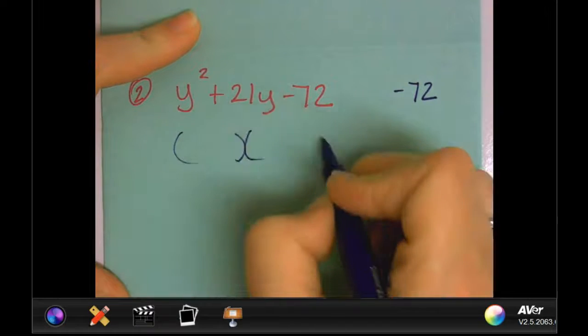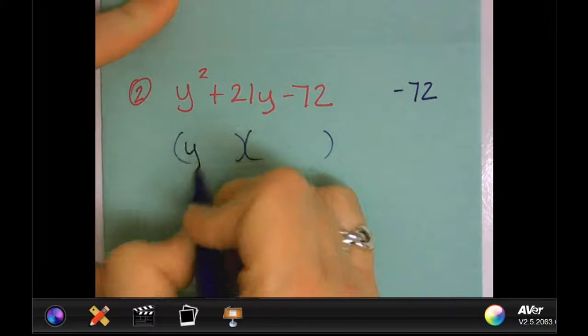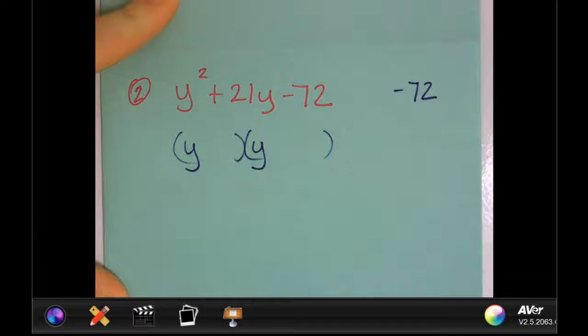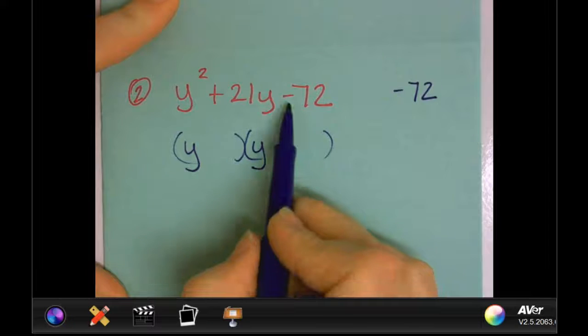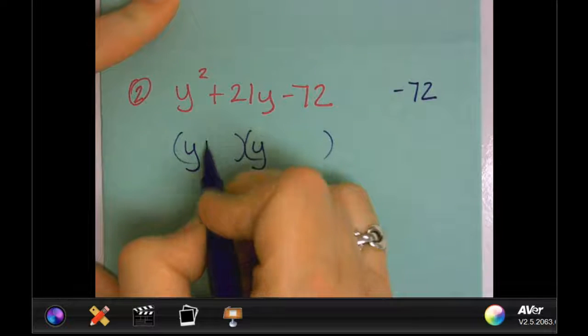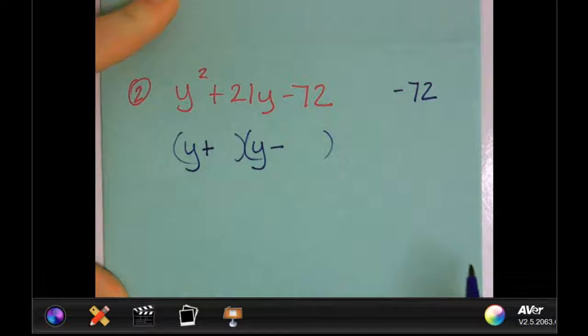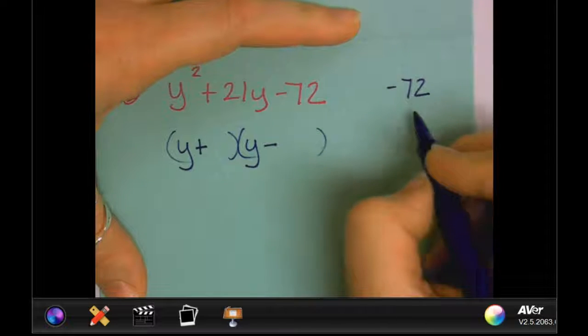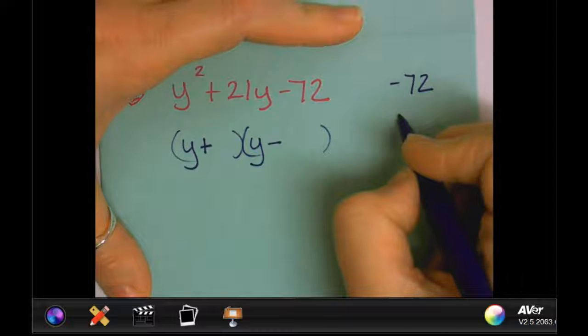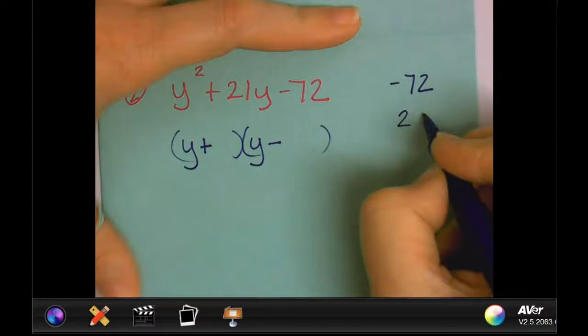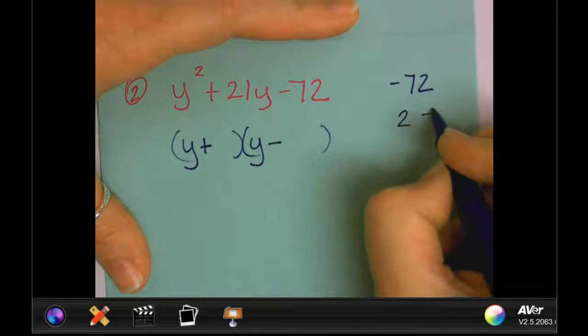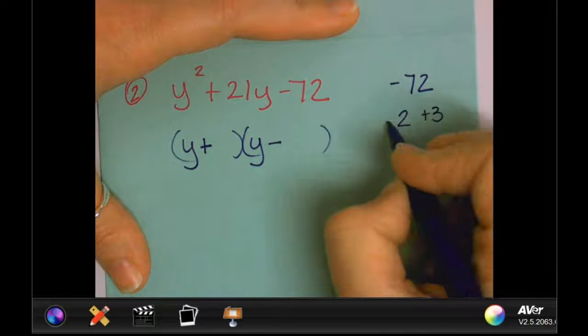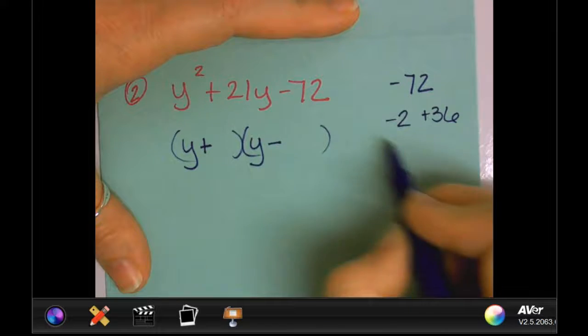So I know that a is 1, so this is y, right? And then this is negative, which means the signs have to be different. And which one's bigger? Which one's positive? The bigger one or the smaller one? The bigger one, because that's positive 21. All right, so my factors of 72 could be 2 and what? 36. So, positive 36, negative 2. All right, well, that's not going to work, right?